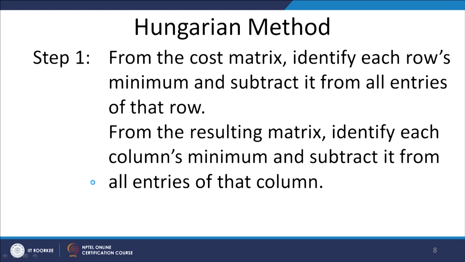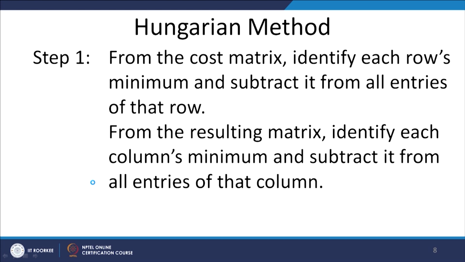This means that suppose from the first row, find out its minimum value and subtract that minimum value from all entries of that row. And this has to be done for all the rows, and once all the rows are completed, then from the remaining entries repeat this for the column, and that is the second part of step number 1, that is, from the resulting matrix identify each column's minimum and subtract it from all entries of that column.